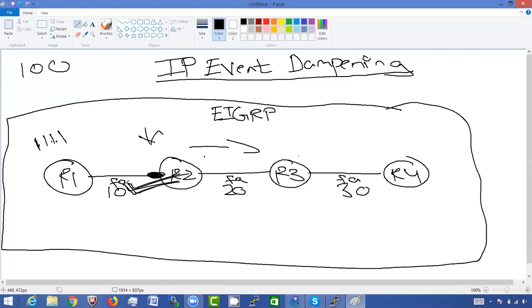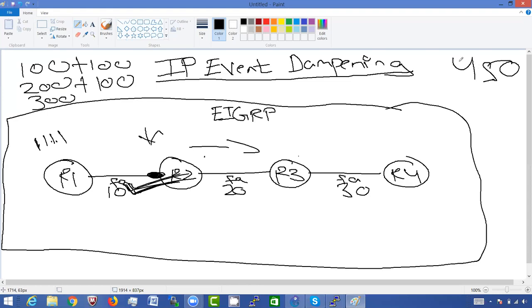So when this link flaps the first time, R2 assigns a penalty of 100. The second time this link flaps, R2 will assign another penalty of 100. That means now it is 200. The third time it flaps, it will add 100 more. Now it becomes 300. Let's say we have defined a maximum threshold as 450. We'll discuss what the maximum threshold is.